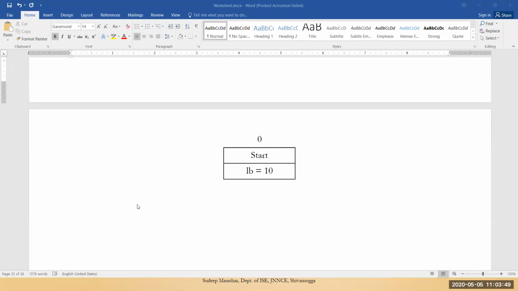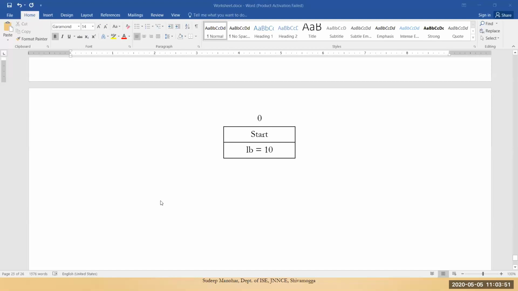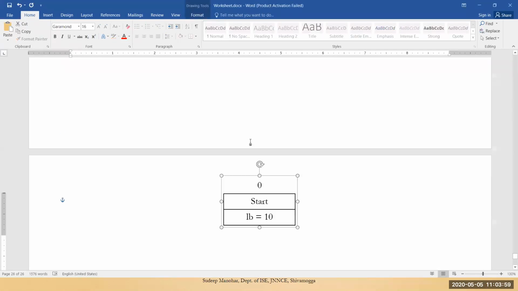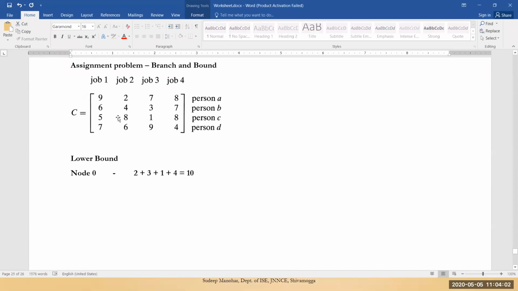Now we have to move to the next level, level number 1. In level number 1, we have to assign the jobs for person A. Level 1 corresponds to person A. If you see this table matrix, I'm allotting for person A. How many options are there for person A? Person A can be allotted any of these 4 options, because none of the 4 jobs are allotted to any of these persons. Person A is the first person and he has 4 options for allotting the jobs. So he can be allotted any of these 4 jobs. That means he has 4 options.